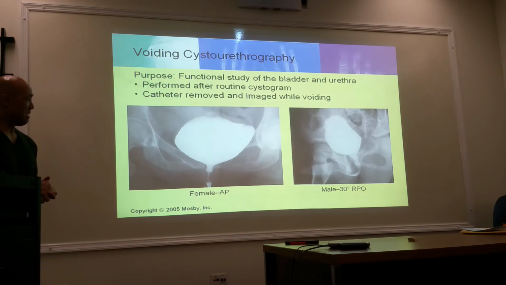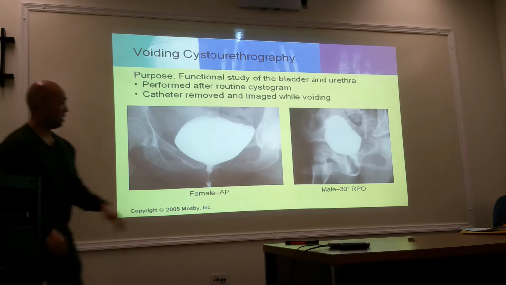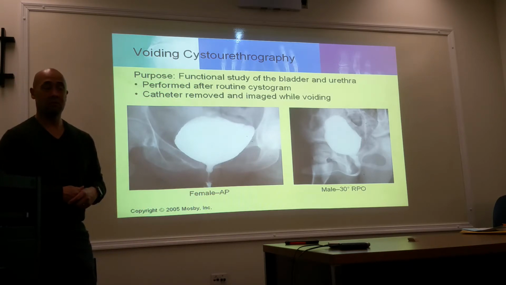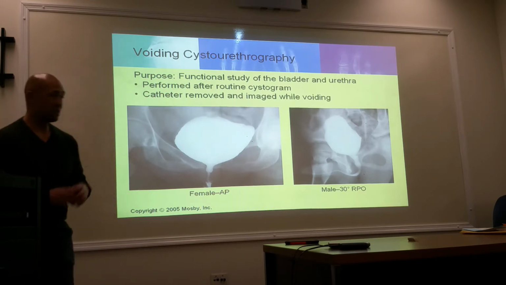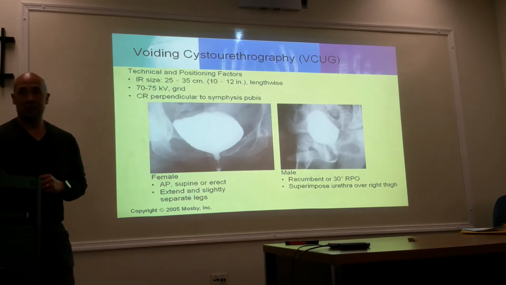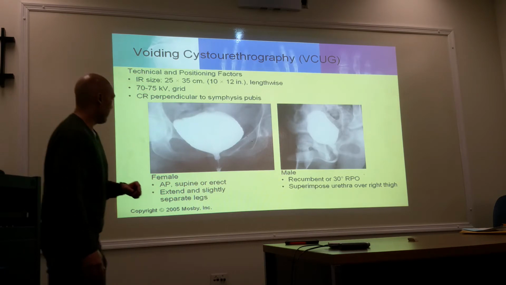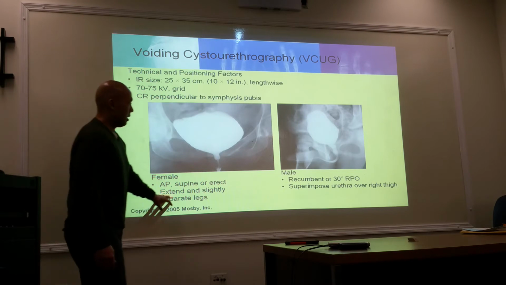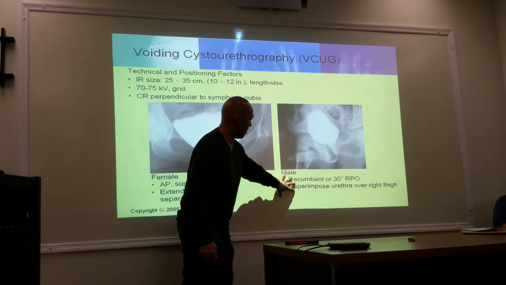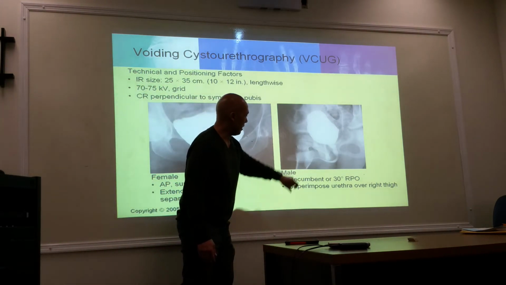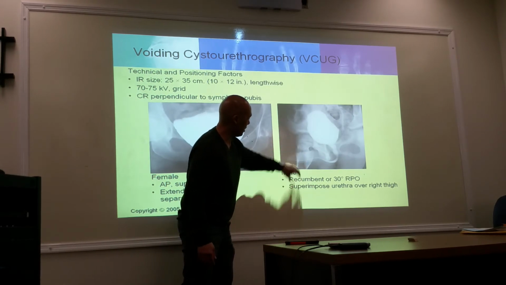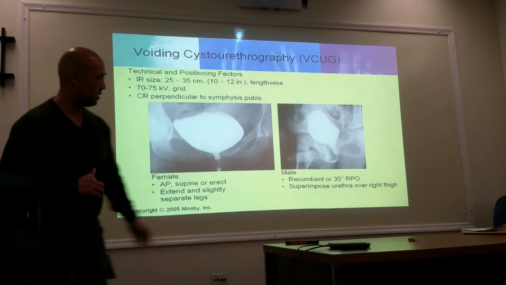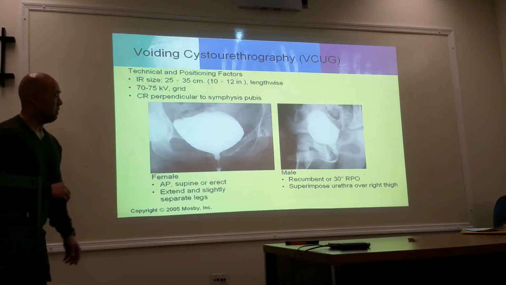Females are usually done in an AP projection, whereas males have to be done in an oblique, because of their urethra. And so females are done AP, supine or erect. Males are going to be done in RPO. We're going to lay the penis over the femur and use that as a backdrop because we want to see the entire urethra.